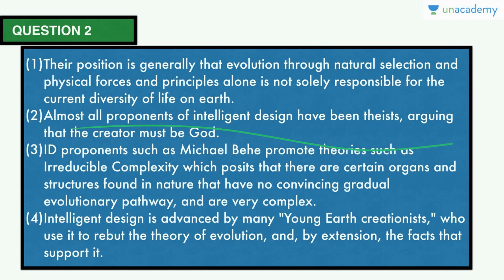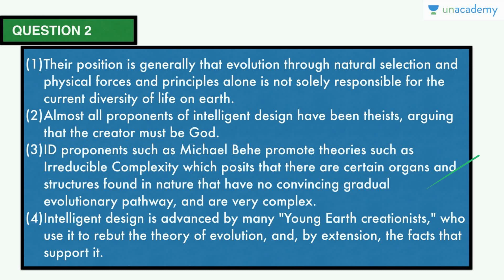Almost all proponents of intelligent design have been theists. So now you're talking about proponents, then you talk about who is advancing them, and their position is that they are rebutting the facts that are used to take forward the theory of evolution. ID proponents, you are talking about some new theory here. ID proponents such as Michael Behe promote theories such as irreducible complexity, which posits that there are certain organs and structures found in nature that have no convincing gradual evolutionary pathway and are very complex.